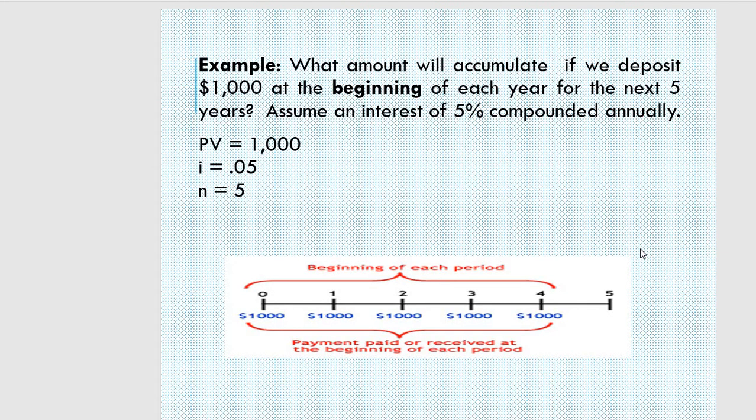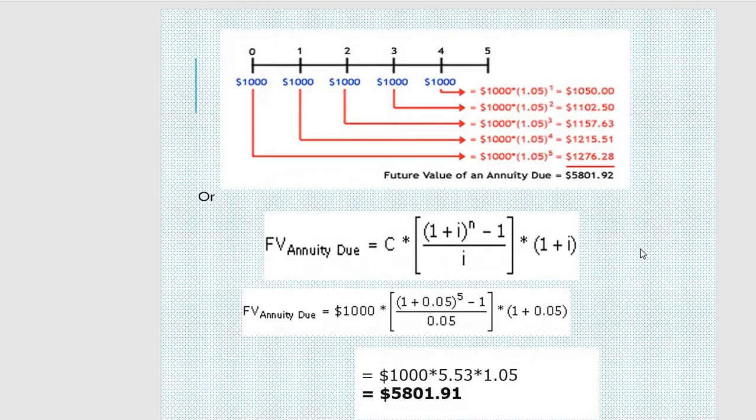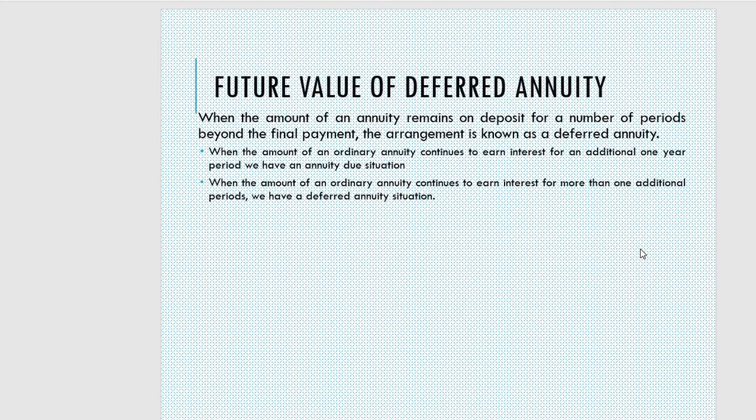Now, what amount will accumulate if we deposit 1,000 at the beginning of each year for the next 5 years? Assume an interest of 5% compounded annually. What amount will accumulate there? How much will accumulate? Now, this is being deposited at the beginning of the year. So how much will accumulate? I want you to work out that one on your own.